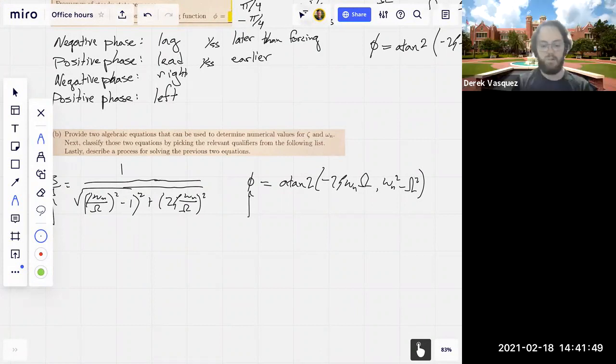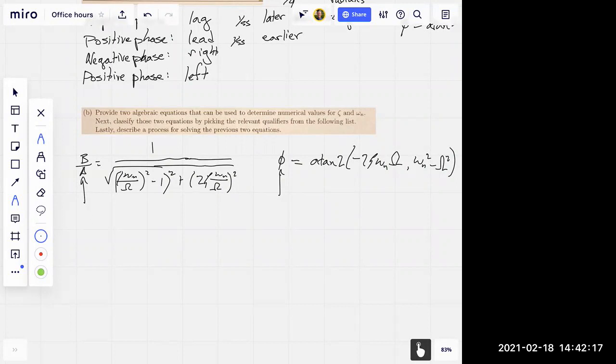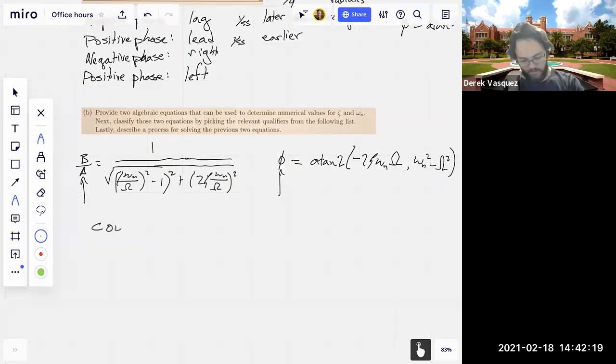Okay. Perfect. All right. So back to this part B, we provide two algebraic equations that can be used to determine numerical values for zeta and omega n. Okay, we've written them out here. Next, classify them. So a quick classification. Are they uncoupled or coupled? Coupled? That's right. They are coupled.